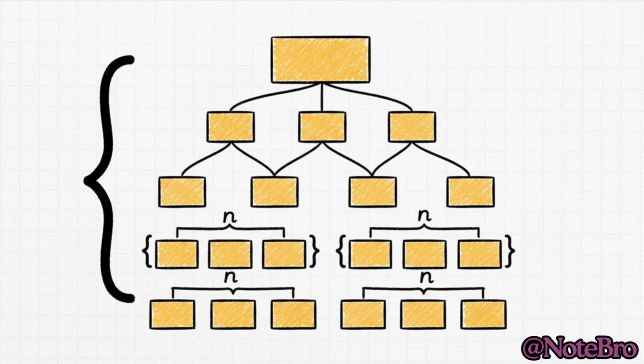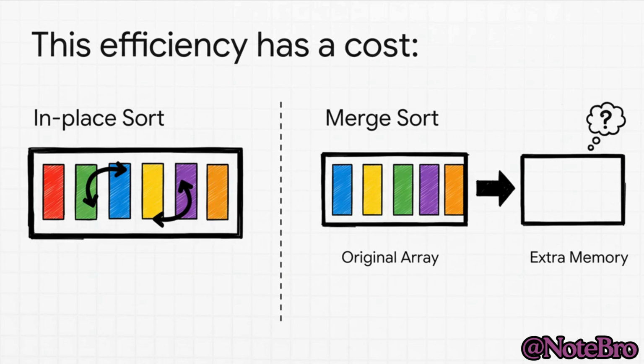So where does that n log n actually come from? Well, think about it. The log n part, that's just the number of times you have to split the list in half to get down to those single elements. And the n part, that's the amount of work you have to do at each of those levels to merge everything back together. So you're basically doing n amount of work log n times. Simple as that.